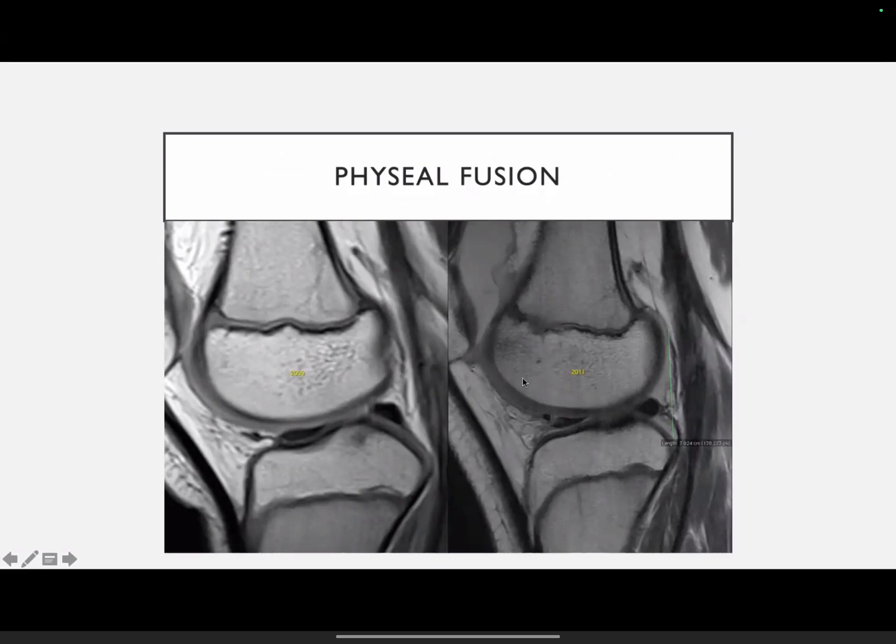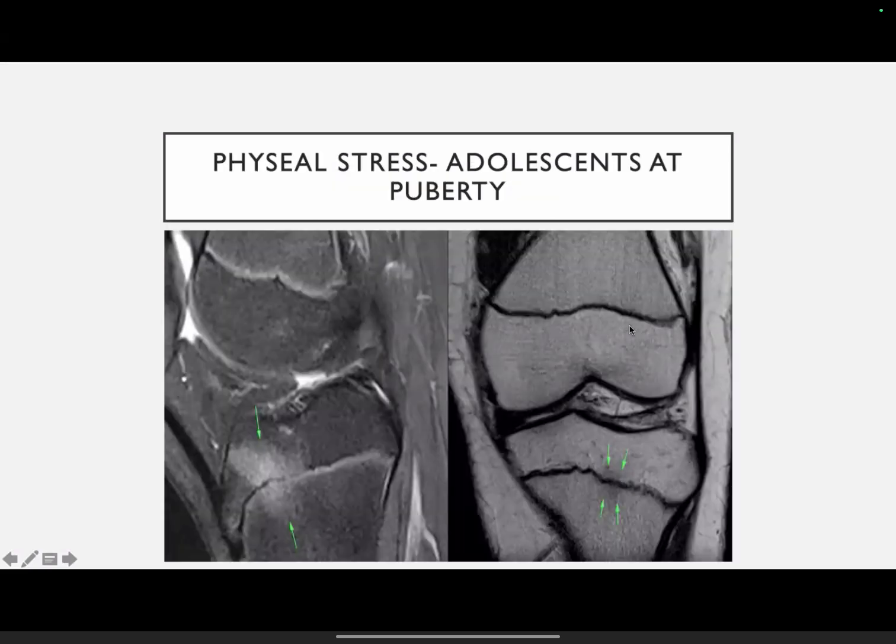So these are the proton density non-fat saturated images, and we can see the cartilage and the menisci well on these. Along with that, we can see how the growth plate is getting obliterated with the growth. Next is a case again of the periphyseal bone marrow edema.